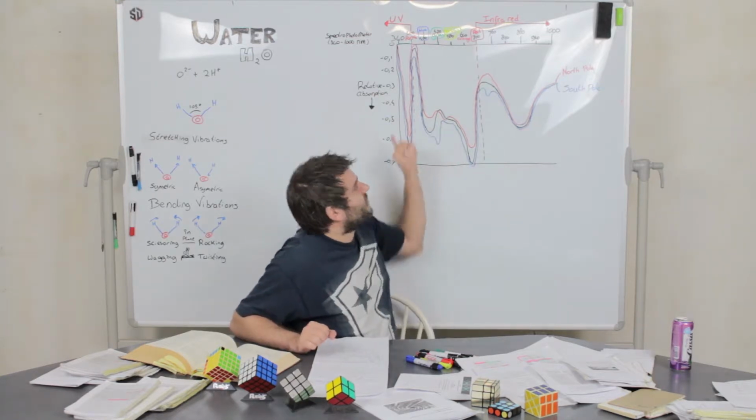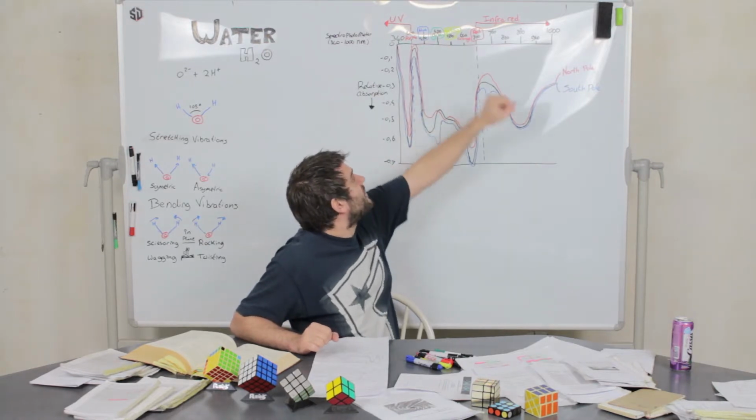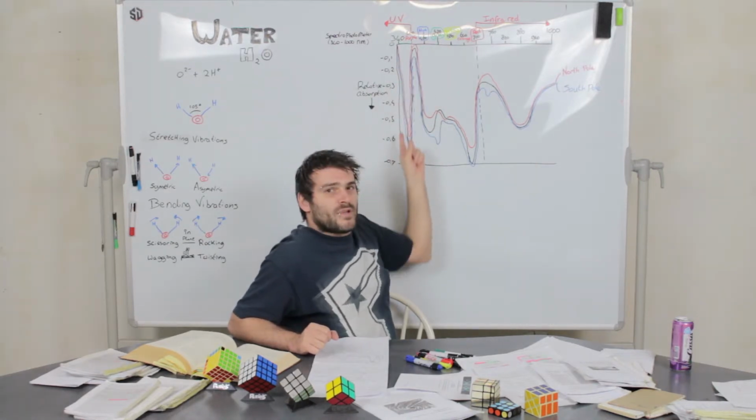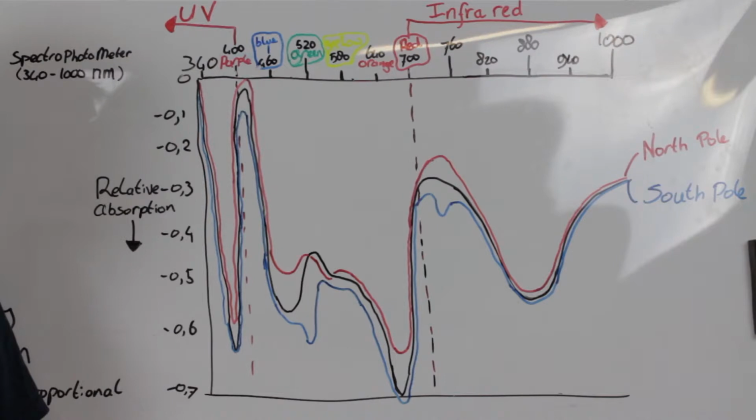If you look at this graph again that I've drawn here, I've drawn a black line in the middle, and on top of the black line I drew a red line which represents the North Pole and the amount of absorption on the water.